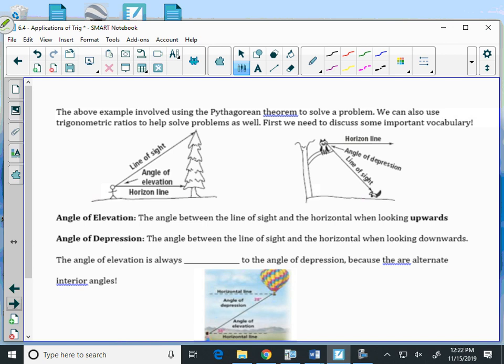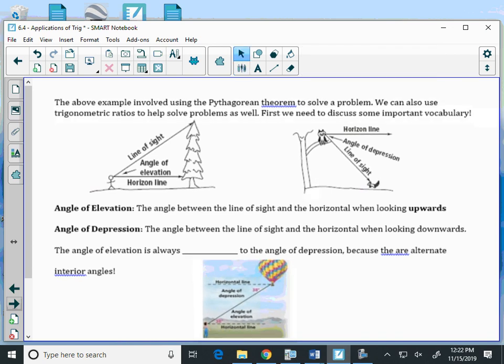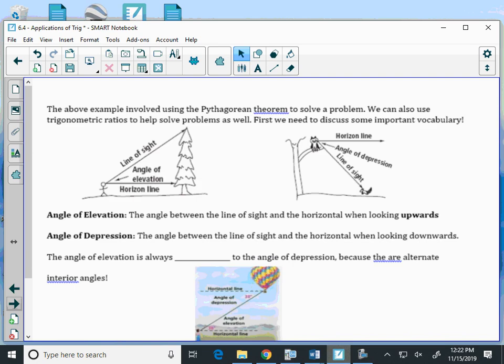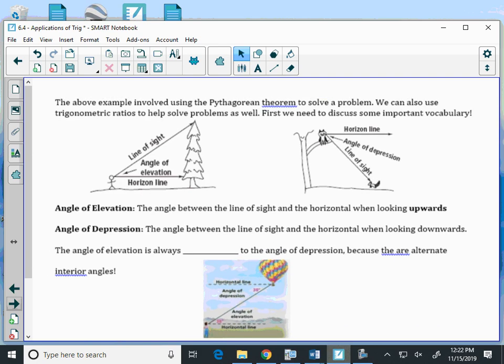Well, the example involved using the Pythagorean theorem to solve a problem. We can also use those trig ratios to help solve problems as well. Okay, first, we need to discuss some important vocabulary. So the first vocab word is angle of elevation. That is the angle between the line of sight and the horizontal when you're looking upwards.